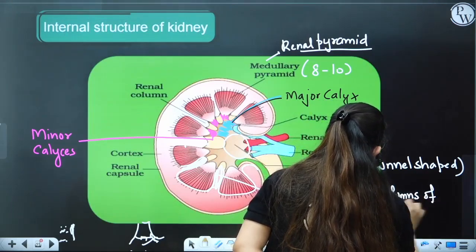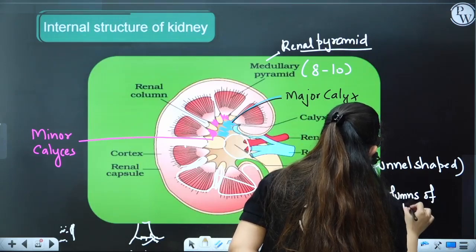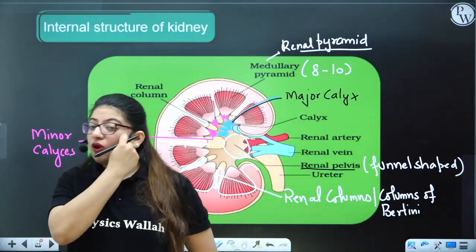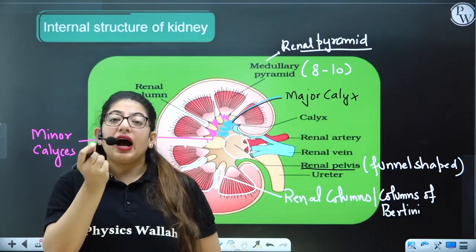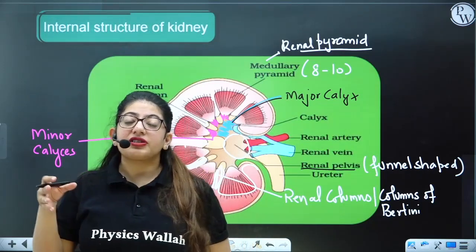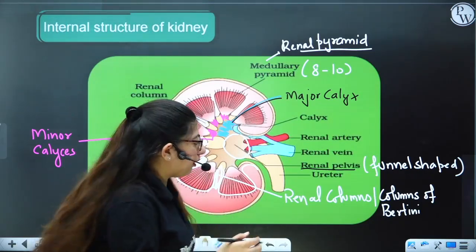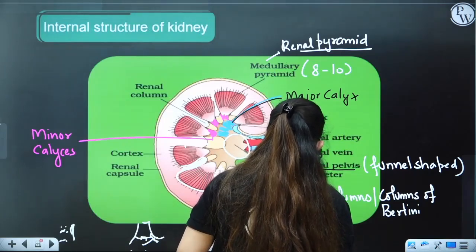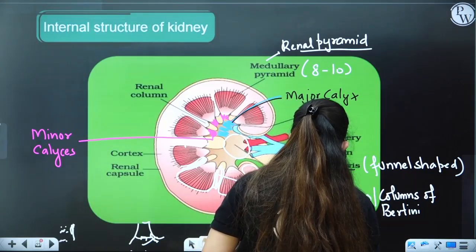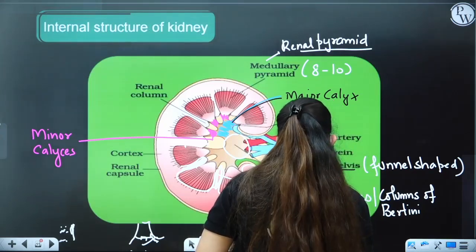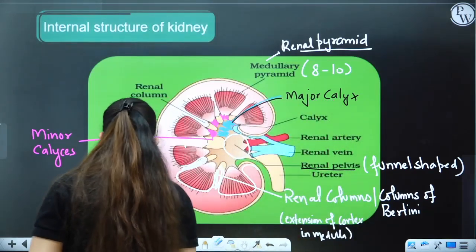If someone asks you, what are the renal columns or columns of Bertini? Then what will you say? You will say renal columns or columns of Bertini are the extensions of cortex into the medulla. So, extension of cortex in medulla. Okay, so that's the internal structure of your kidney, guys.